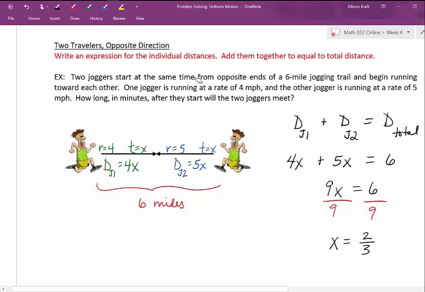Let's go back and make sure we've answered the question. They asked us, how long in minutes after they start will the joggers meet? What did x represent? x represented the time traveled, so that's great. That's what they want us to find, how long, the time. But they ask for the time in minutes. Our time is currently in hours. How do we know it's in hours? Because our rate was in miles per hour.